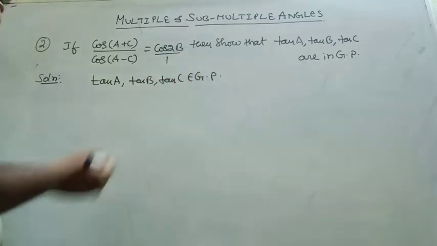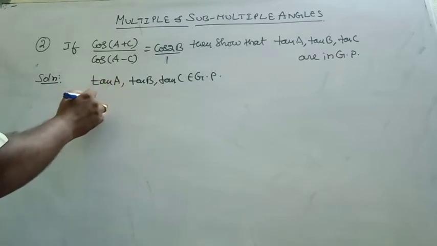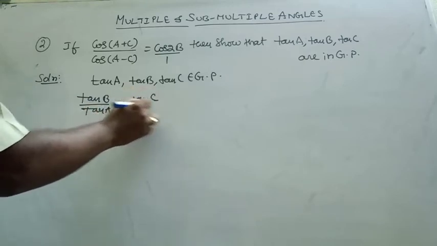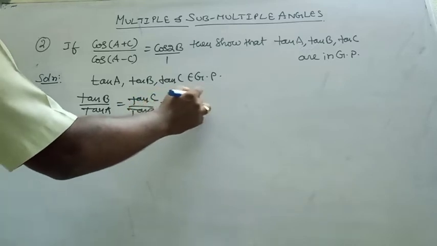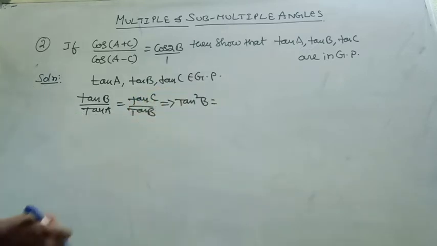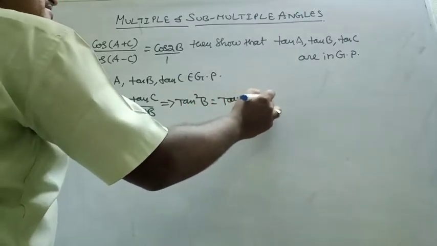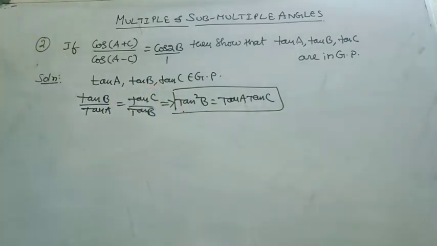If they are in geometric progression, my dear students, the second term by the first term, tan b by tan a, is equal to tan c by tan b. That implies tan²b is equal to tan a into tan c, right? This is what you have to prove: tan²b equals tan a into tan c.